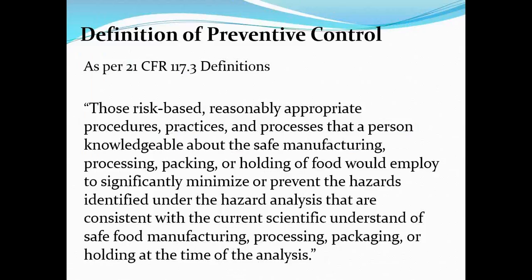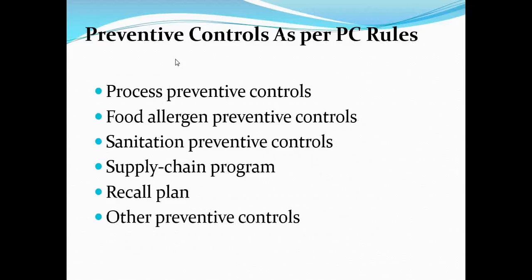So what is the definition of preventive control? And again, the definitions I just mentioned to you earlier are mentioned in CFR 117.3, which states those risk-based, reasonably appropriate procedures and practices that a person knowledgeable about the safe manufacturing, processing, packing, or holding of food products would employ to significantly minimize or prevent the hazards identified under the hazard analysis, that are consistent with the current scientific understanding of safe food manufacturing, processing, packaging. Sorry, I think it is too long, but this is what FDA has defined as preventive control. Let me move on to the next slide.